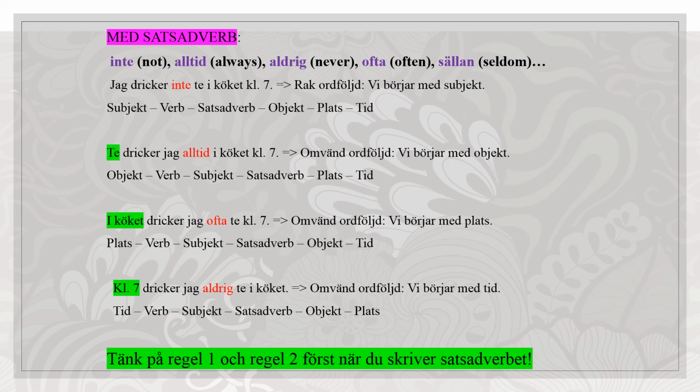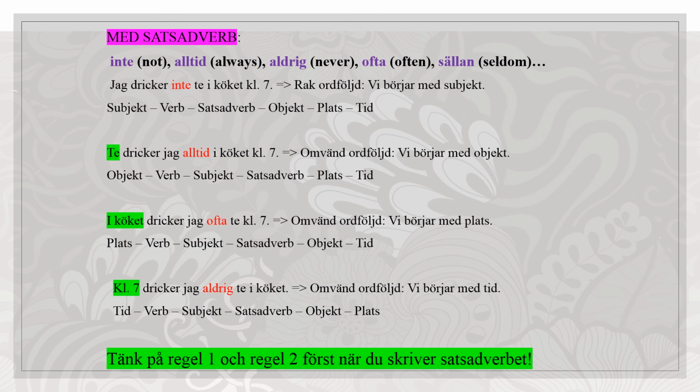Next sentence. I köket dricker jag ofta te klockan 7. In this sentence we have started with the place plus verb, subject and then satsadverb. Same with the next sentence. Klockan 7 dricker jag aldrig te i köket. This is also omvänd ordföljden, reverse sentence, which is started with the time. Tid, verb, subject and satsadverb, and then object and plats.